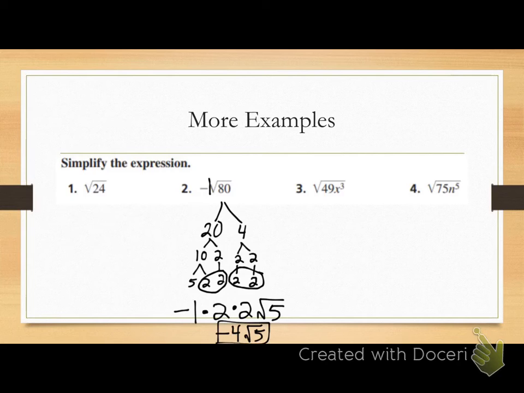5. 16 times 5 will give me 80. Are there any perfect squares that go into 5? No. So 16 would be the biggest perfect square. What's the square root of 16? 4. I'd multiply that 4 by -1. I'd get -4 square root of 5. Is that the same answer? Yes, it is. Questions on either method there?